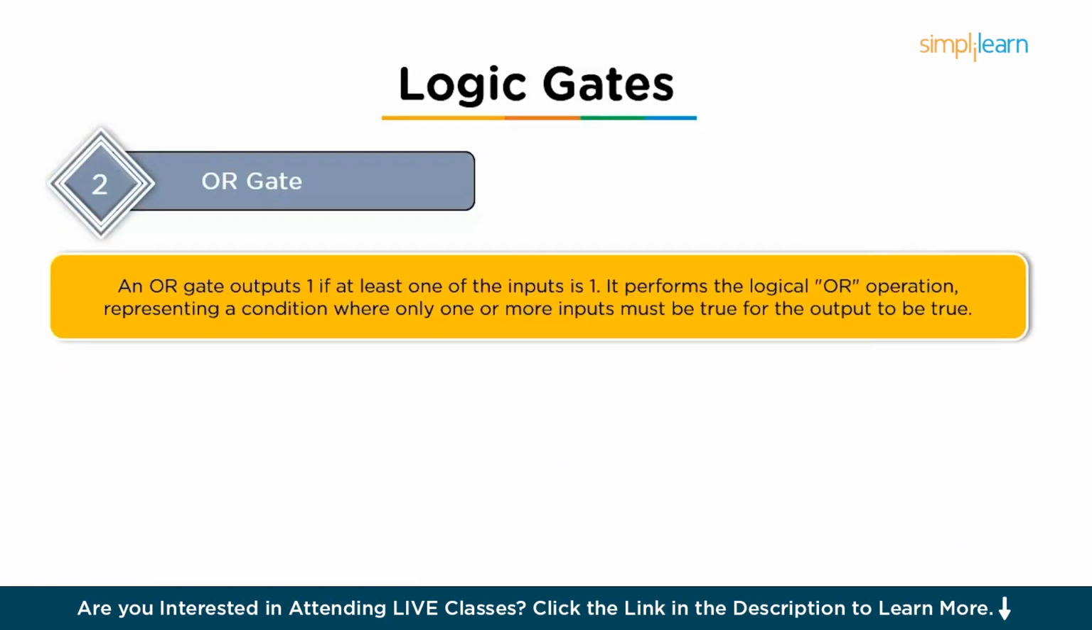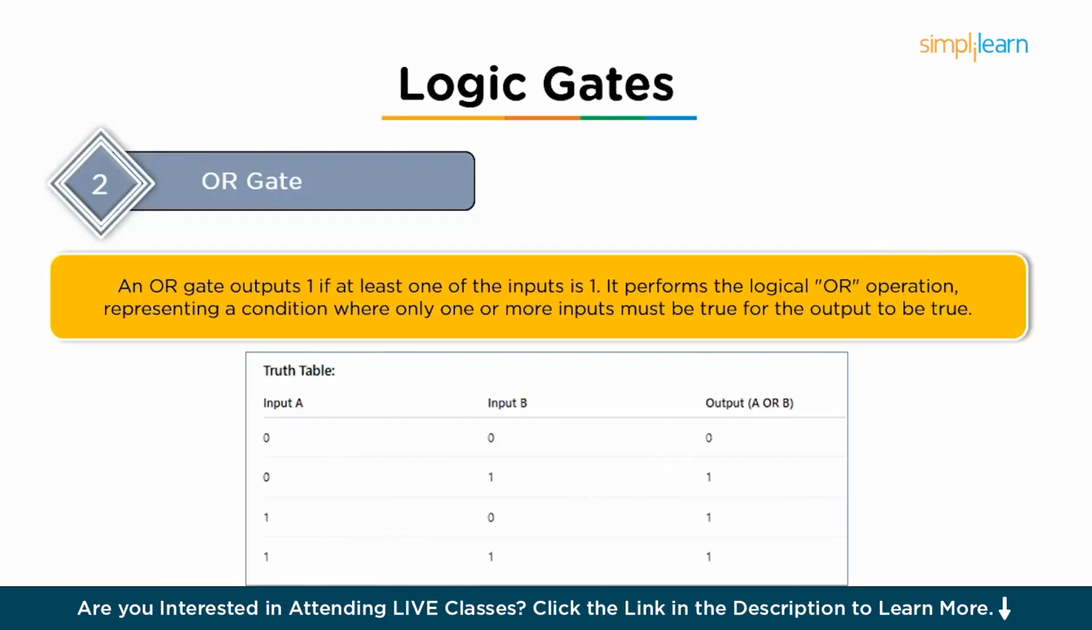An OR gate outputs 1 if at least one of the inputs is 1. It performs the logical OR operation, representing a condition where one or more inputs must be true for the output to be true. Here you can see if input A is 0 and input B is 0, then the output is 0. But an OR gate outputs 1 if at least one of the inputs is 1. Here you can see input A is 0, input B is 1, then the output is 1. So at least one input should be 1. 1 means true and 0 means false, then the output will be true. So this is the OR gate.